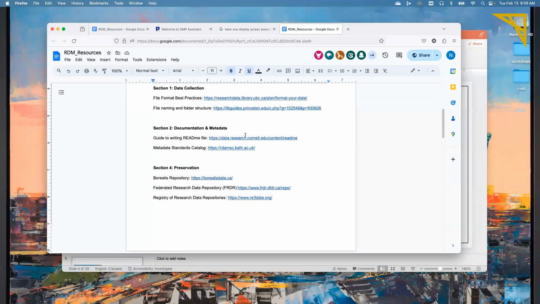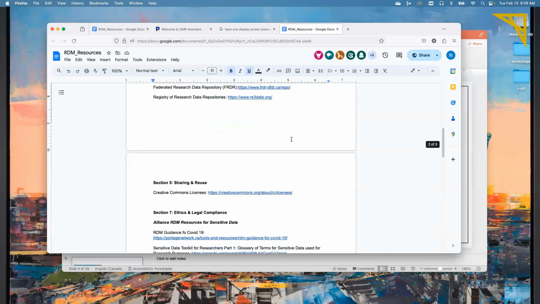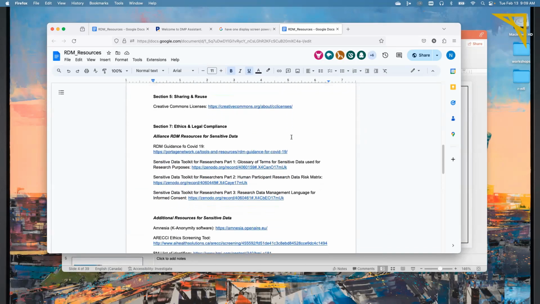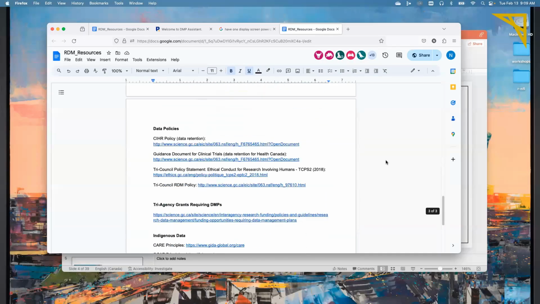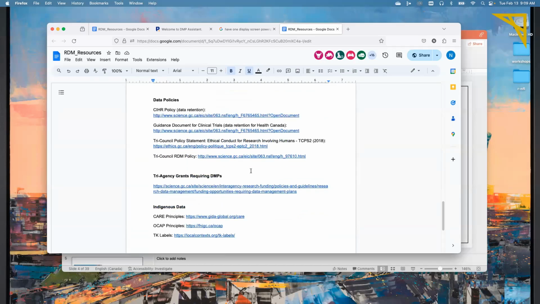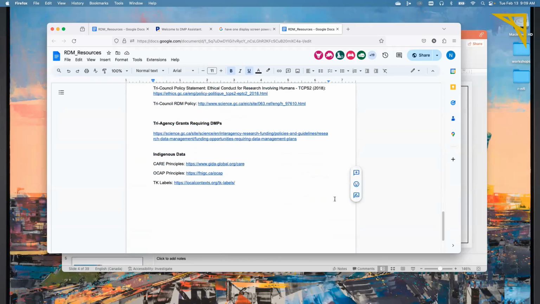Going down, you can see there's data collection, documentation, metadata, preservation, sharing, and reuse. Getting down to the ethics and resources for sensitive data, a lot of resources for sensitive data, some data policies, how the tri-agency grants are interacting with this, as well as resources for Indigenous data.